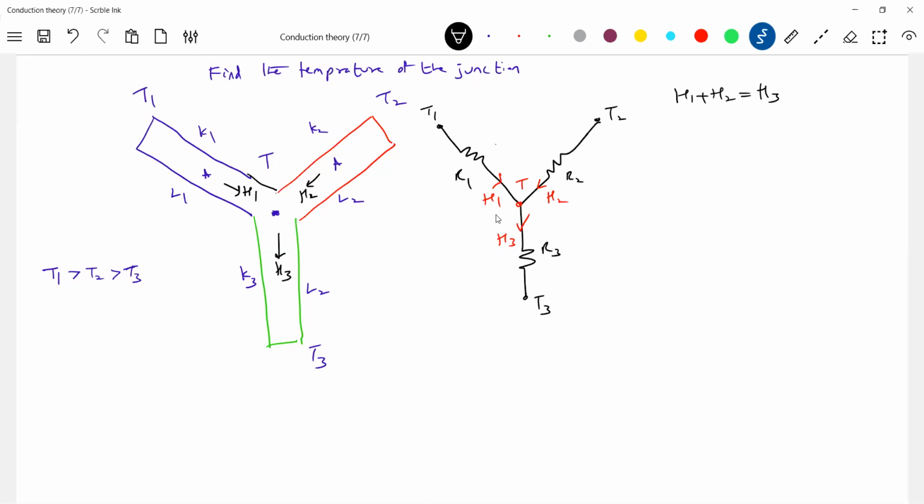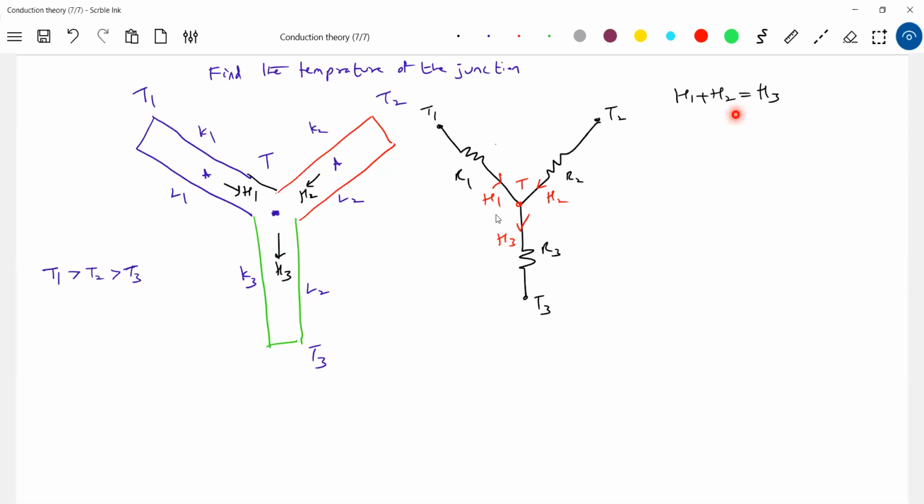What is this, sir? How are you writing this one? What is the meaning of this? Anybody? I know the method, sir. H1 plus H2 equal to H3. Kirchhoff's laws, sir. Okay, you mean to say Kirchhoff's law. But these are not current, no? Heat flow gets added up, sir.